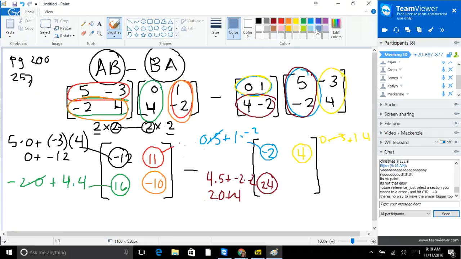And then the last one that we're going to do is the second row, second column. So second row, second column would be 4 times negative 3 plus negative 2 times 4. So 4 times negative 3 is negative 12 plus negative 8, which is going to give us negative 20.